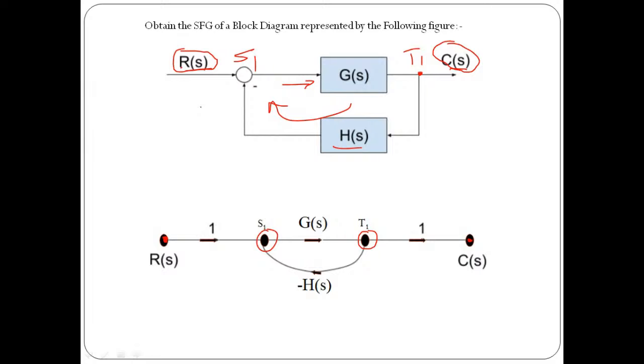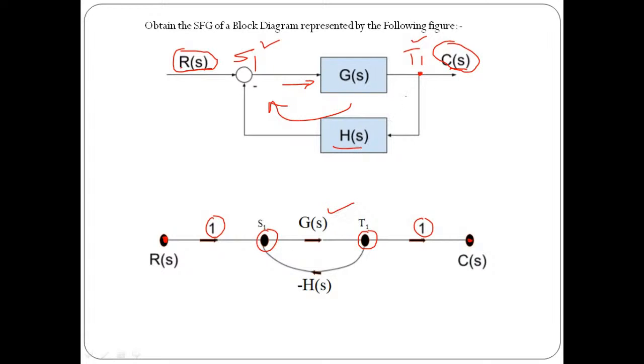If they are connected directly without any block in between them, we need to connect them with a branch of gain exactly equal to 1. So here we have taken 1 and here we have taken 1. But if you see, in between the node corresponding to the summing point and the takeoff point, we have a block of gain exactly equal to G of S. That's why we have connected a branch of gain exactly equal to G of S.